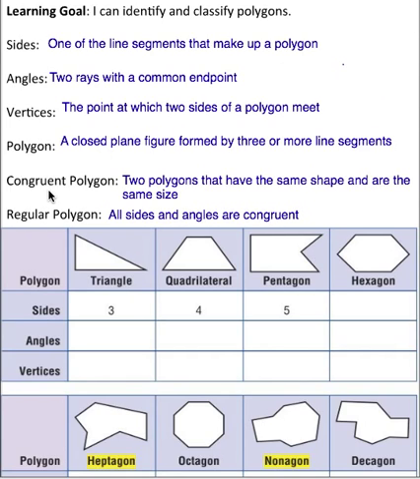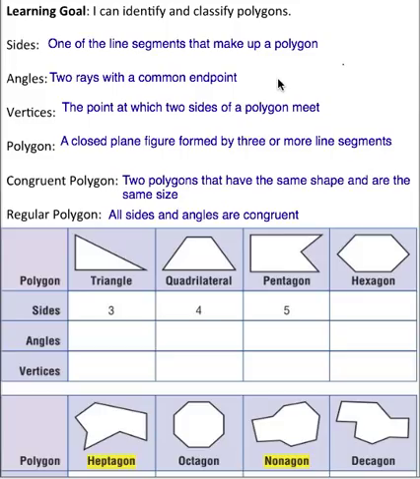Then our next definition is congruent polygon. So congruent polygons are 2 polygons that have the same shape and are the same size. So a triangle and a square could not be congruent because they're not the same shape. You would need 2 triangles that were exactly the same shape and size, or 2 quadrilaterals to make them congruent polygons. And then a regular polygon. That means that all the sides and all the angles are congruent. They're all the same length and they're the same shape. That is a regular polygon. So those are our definitions for today.